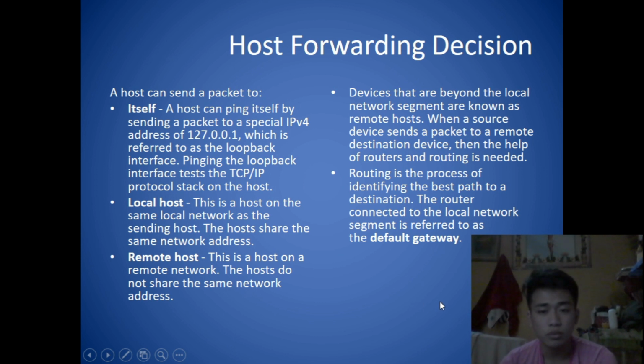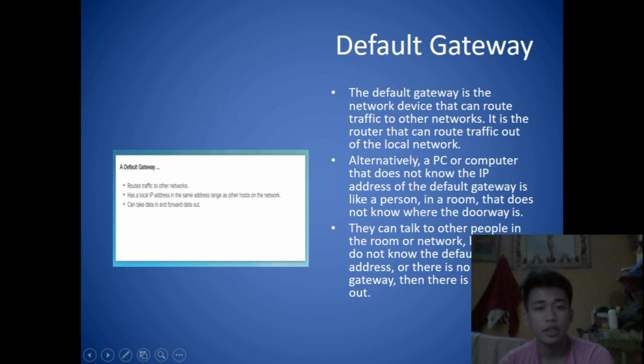So the next is the default gateway, which routes traffic to other networks. The default gateway is the network device that can route traffic to other networks. It is the router that can route traffic out of the local network.